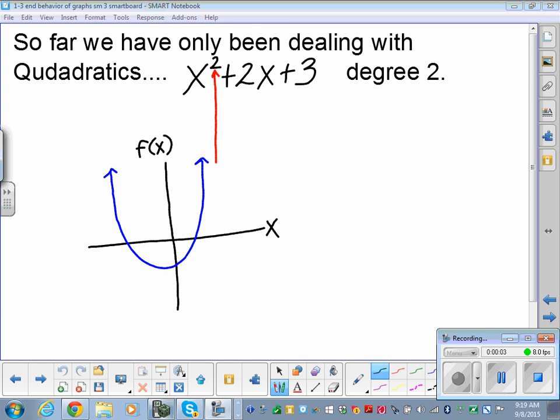Okay, so just remember that so far, like I said, we've been dealing with quadratics and they're degree 2, right? Everybody, quadratic, degree 2. We always look at the highest degree.